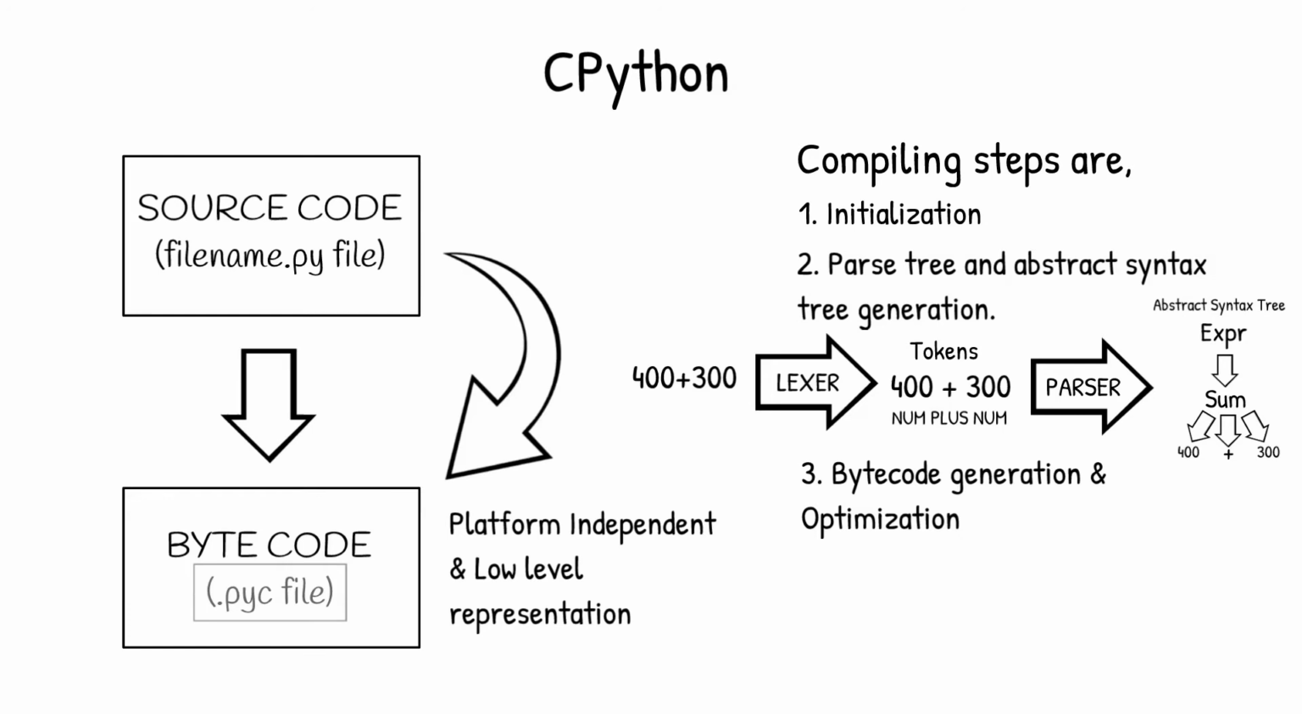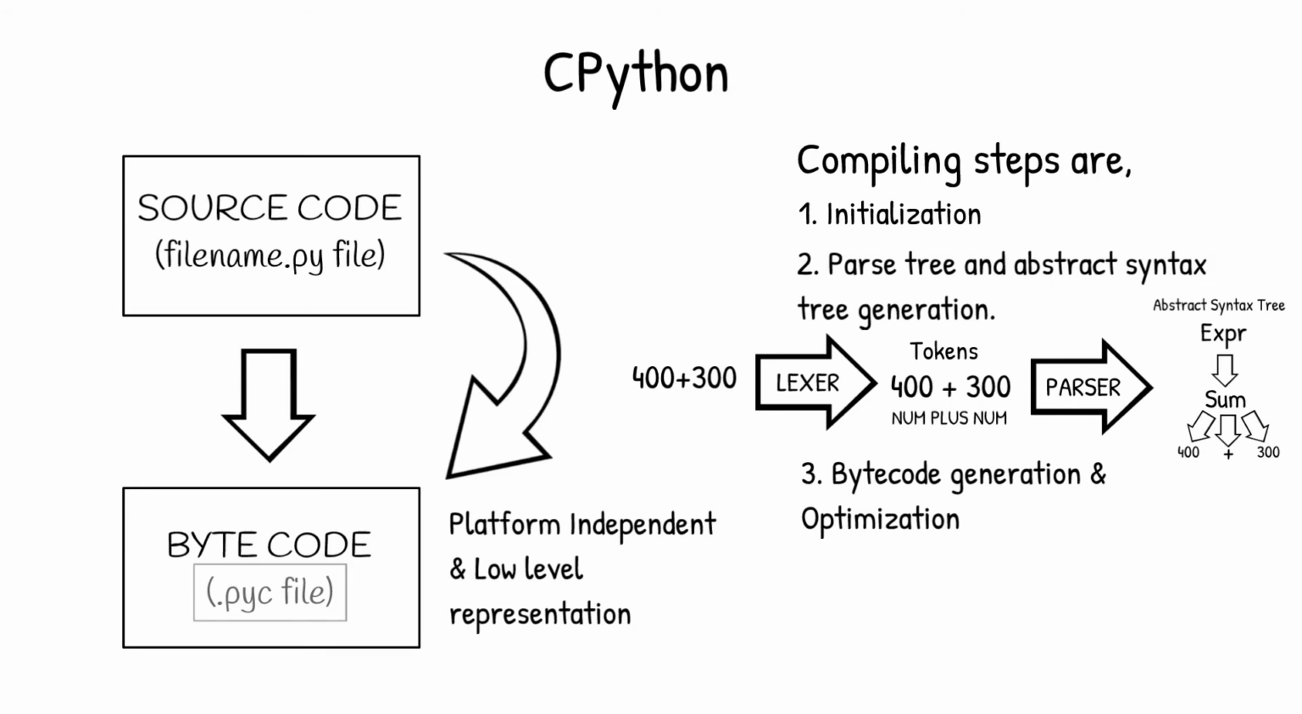Usually the execution of a complete abstract syntax tree takes a long time, and also includes a lot of redundant information, which makes it inefficient to directly execute. Hence, the compiler converts it to a bytecode.